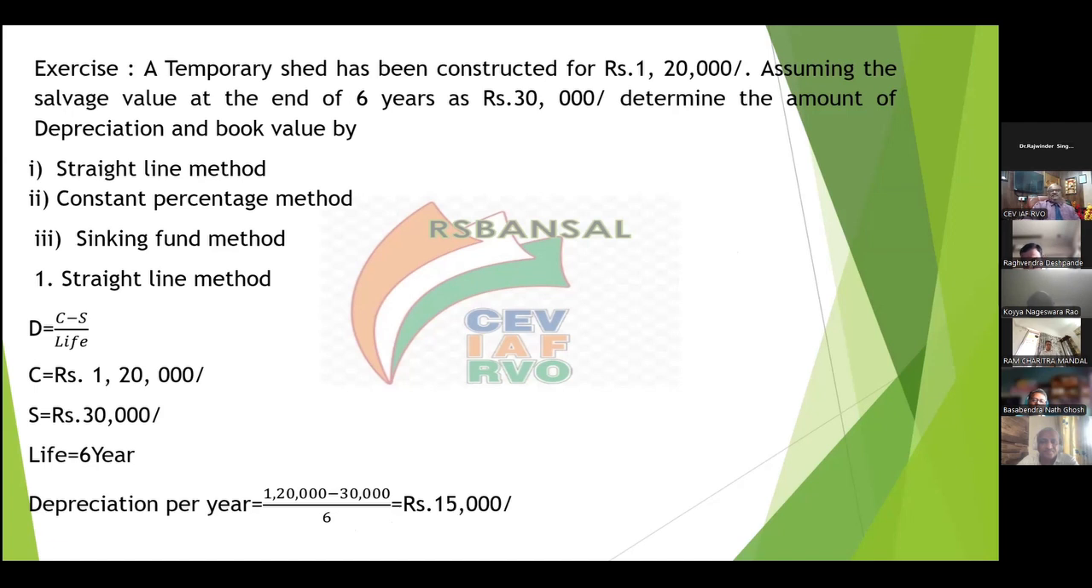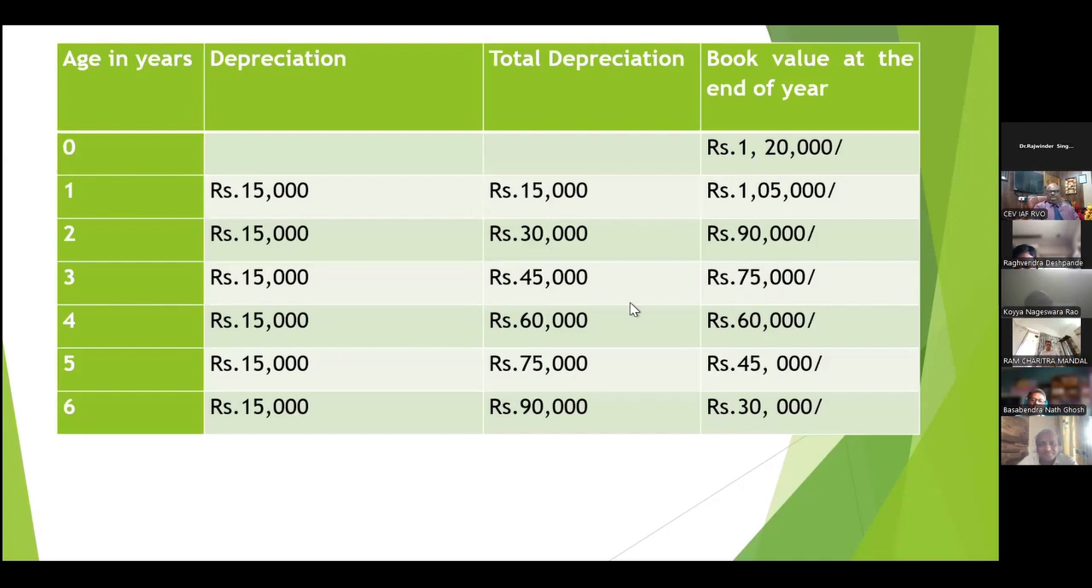The same question can be asked for plant and machinery. A machine purchased at the cost of 1,20,000, assuming the salvage value for 6 years is 30,000. Determine the amount of depreciation and book value of the machine, and the life of the machine is 6 years. The same question can be asked for plant and machinery by replacing the name of the asset. Yes sir, please continue. So now see, how the book value will be calculated.